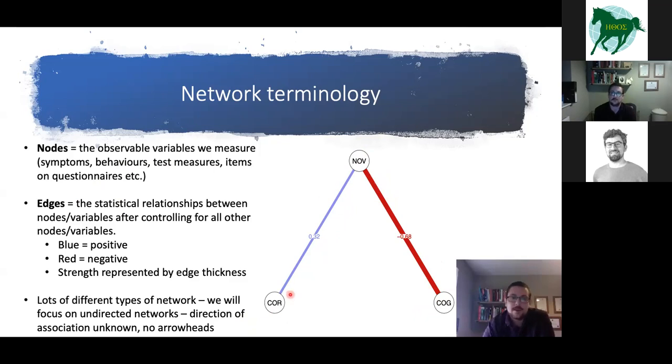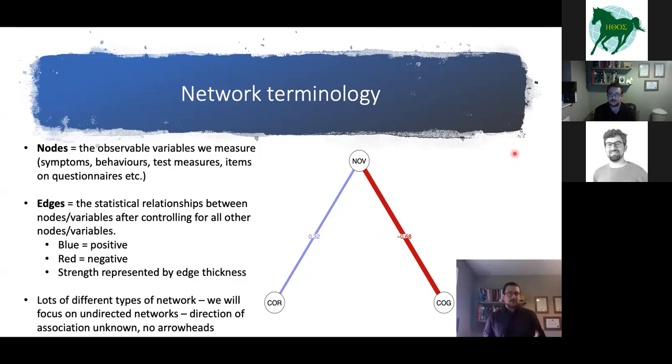Blue normally represents a positive association, red represents negative, and the strength of the association is normally depicted by the thickness of the line and also the color saturation. So here we can see that we've got a minus 0.68 partial correlation. So this line is thicker and more color saturated than the blue line, which is 0.32.